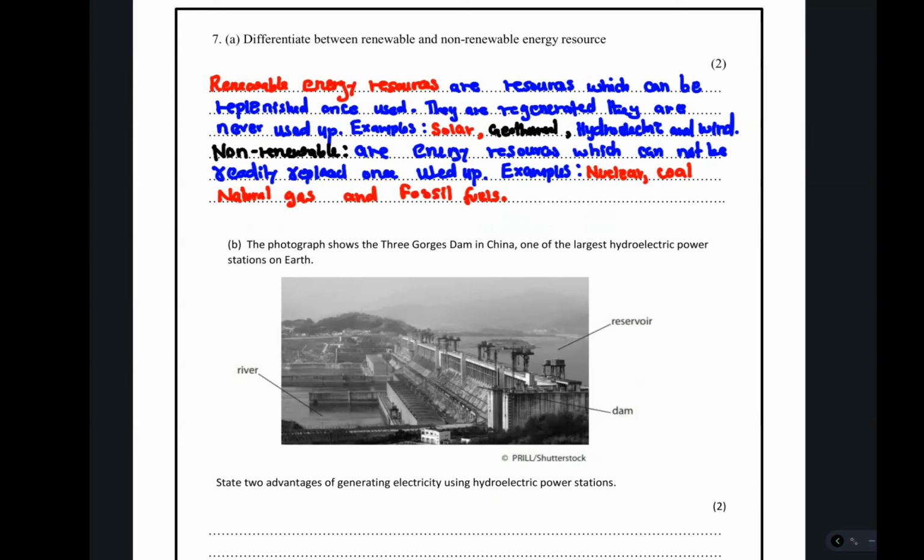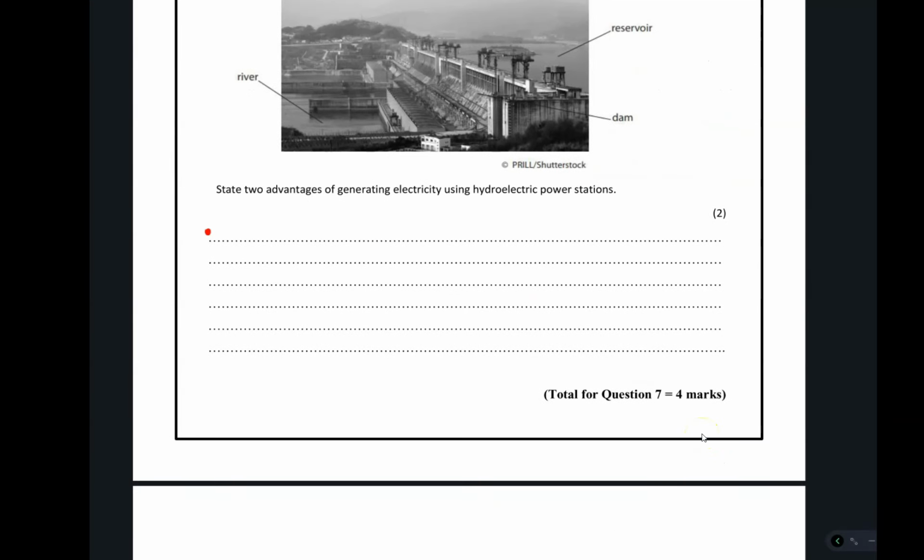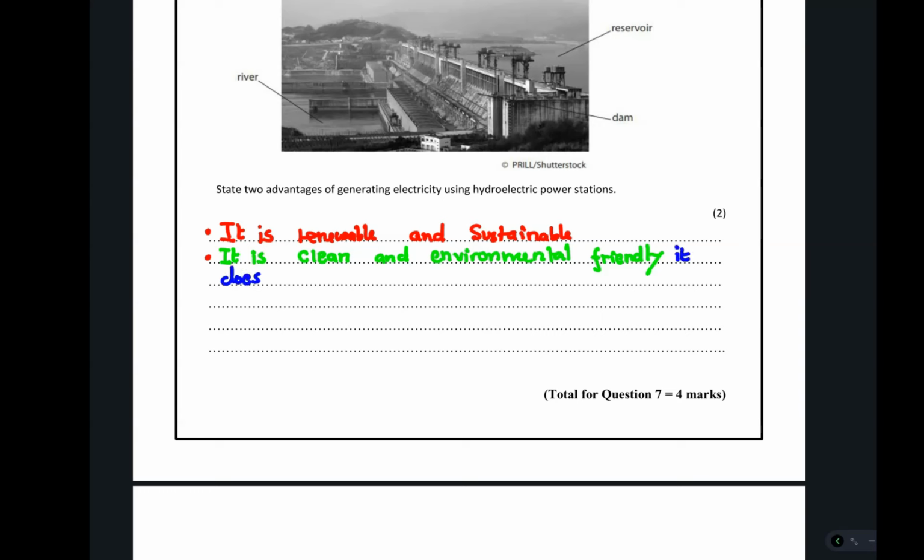The photograph shows Three Gorges Dam in China, one of the largest hydroelectric power stations on Earth. State 2 advantages of generating electricity using a hydroelectric power station. What are the advantages? Number 1, it's sustainable and is a renewable form of energy. We can talk it's clean and environmentally friendly. It does not produce harmful gases. It does not harm the environment. It does not produce CO2. That's one of the advantages.